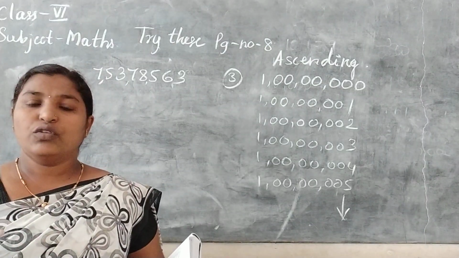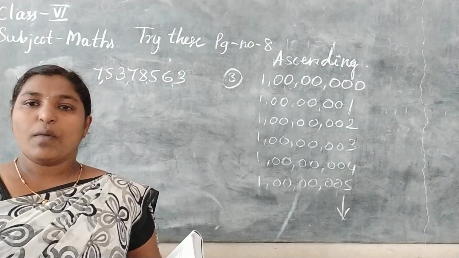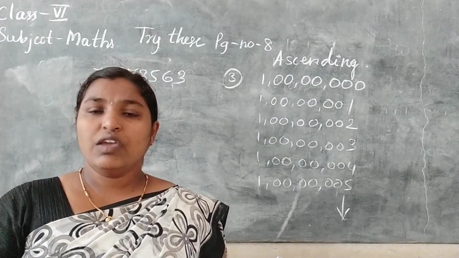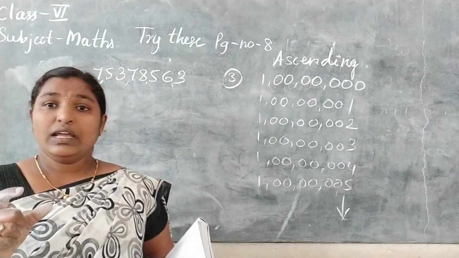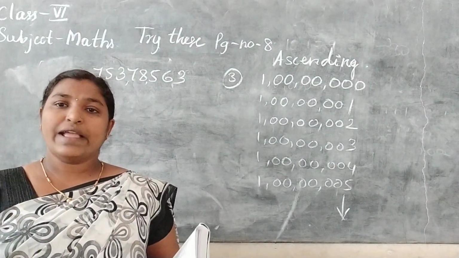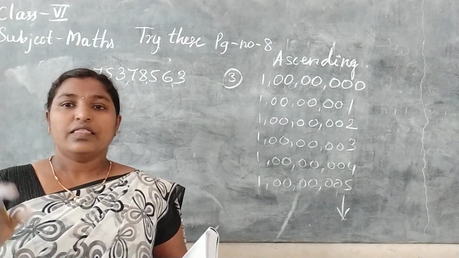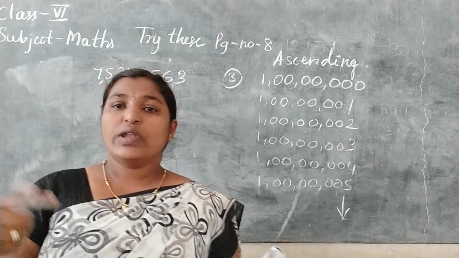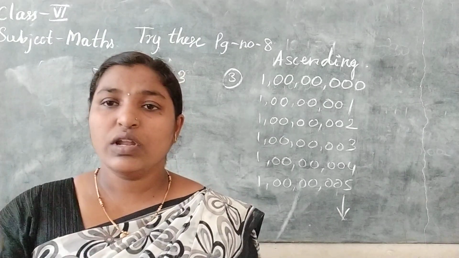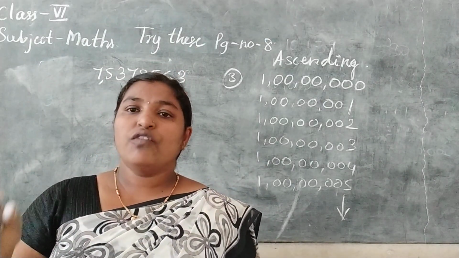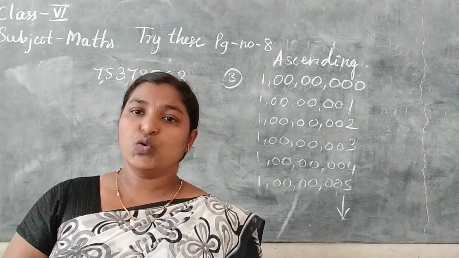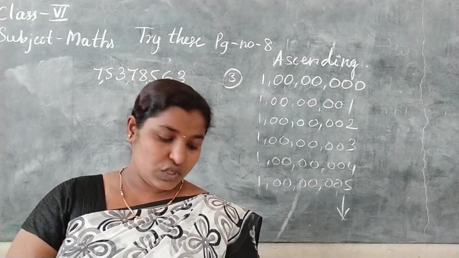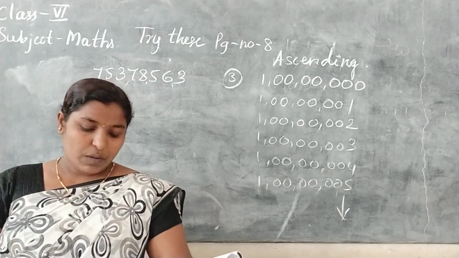So to read large numbers, what do you have to do? You should give the commas according to the Indian system of numeration. To read the given example according to the international system of numeration is different. I will explain that in the next class: how we should use it there and how it is different from the Indian system of numeration.